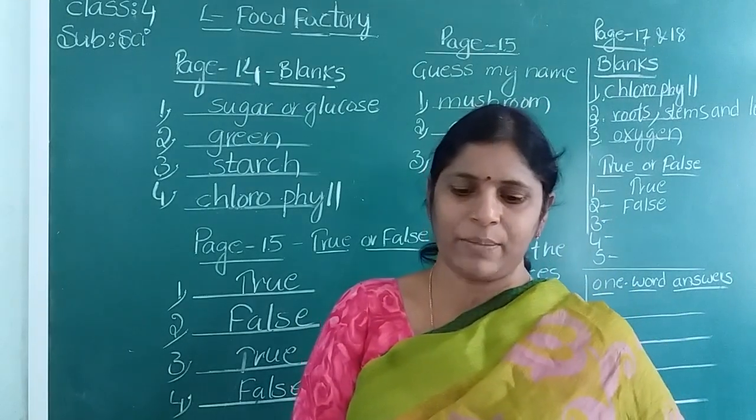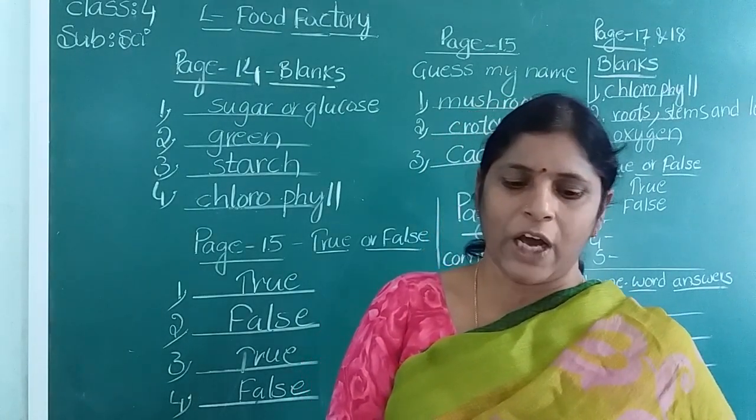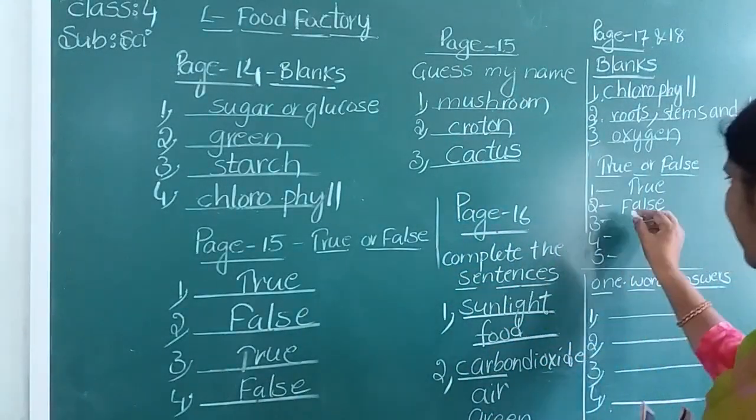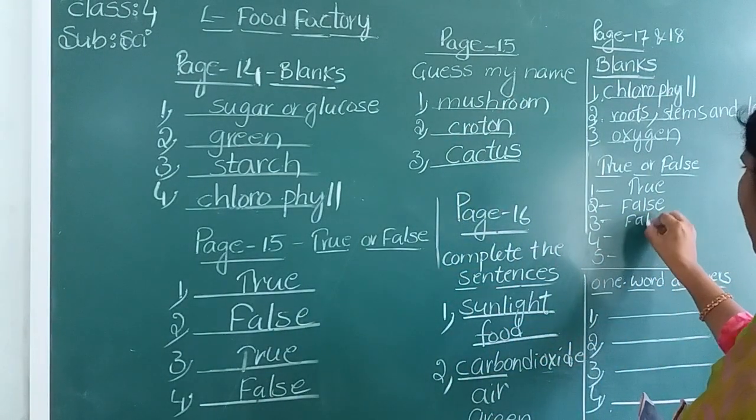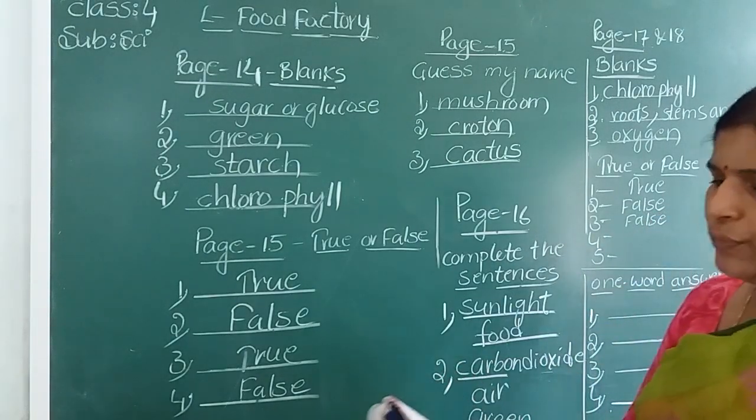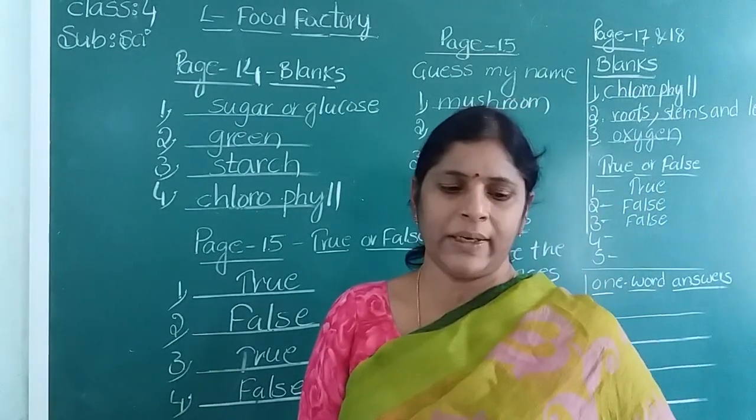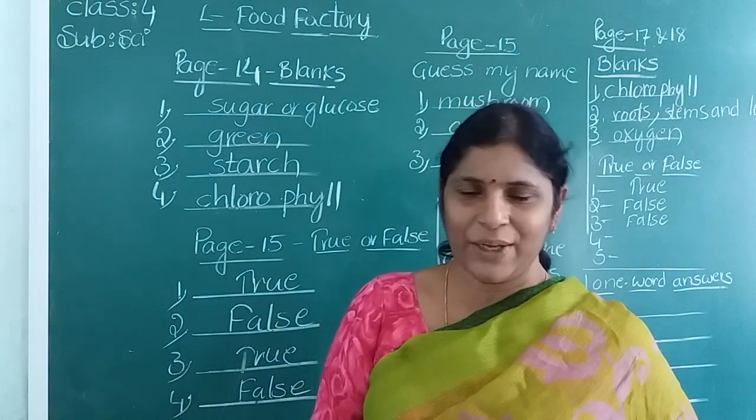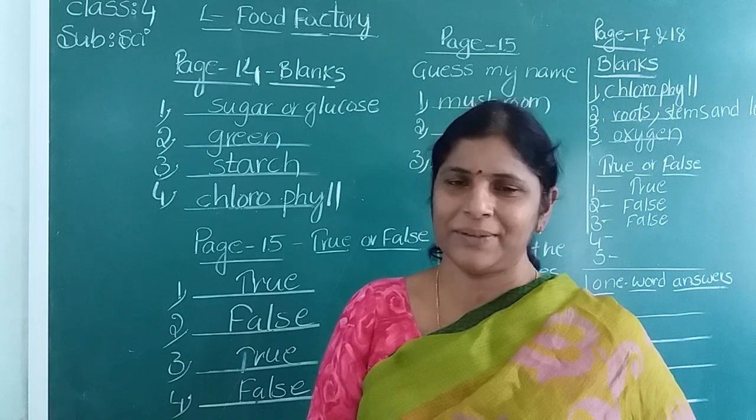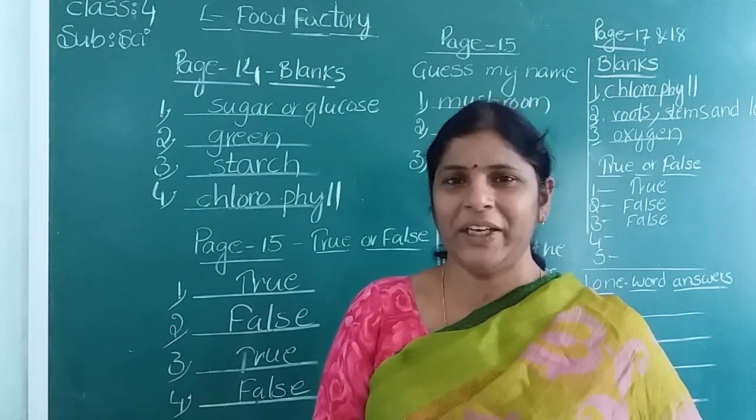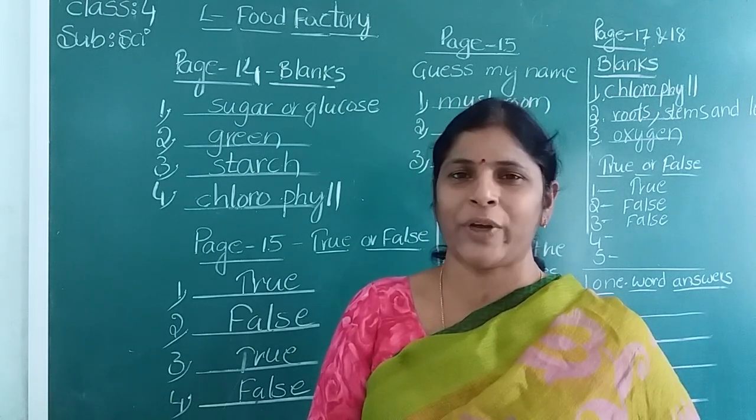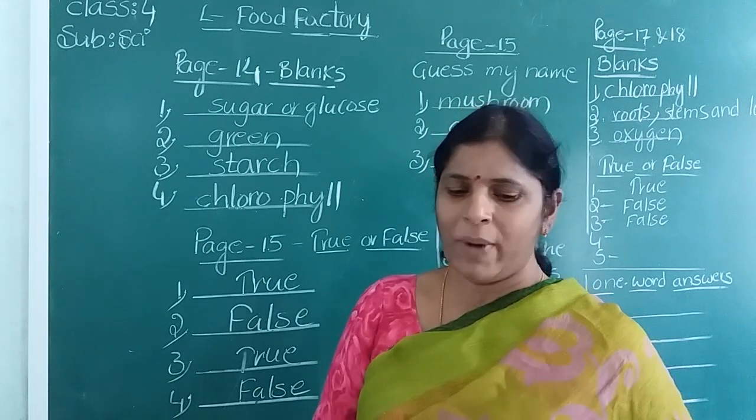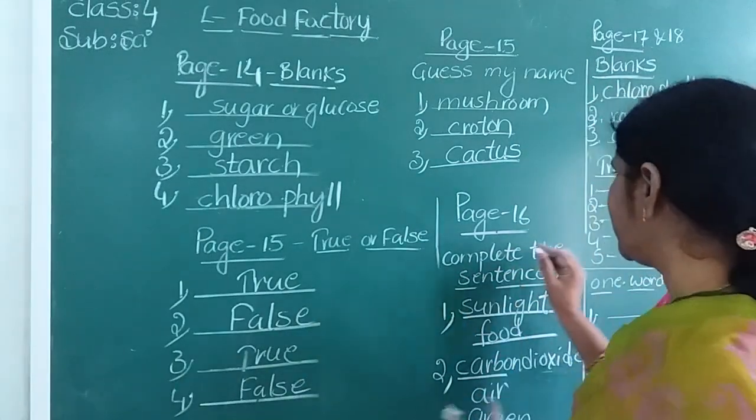Now, next question. Green plants may prepare their food in the leaves without the presence of sunlight. False. All green plants need sunlight for making food. Without sunlight, they cannot make their food. Fourth question. Mushrooms prepare food by photosynthesis. Do they prepare food? No, they are non-green plants. They don't have chlorophyll. How can they prepare food? Yes, children.